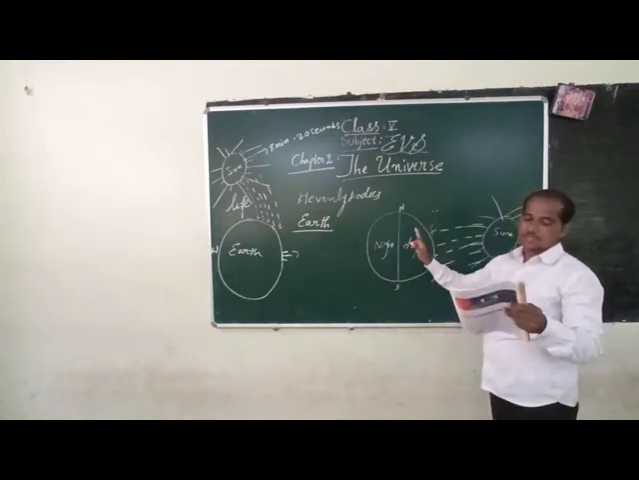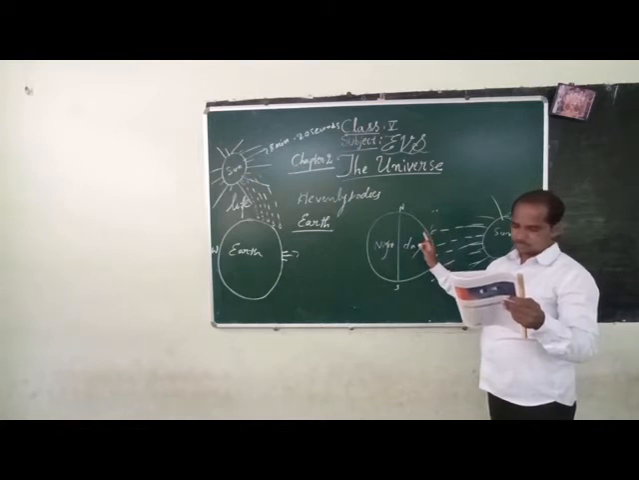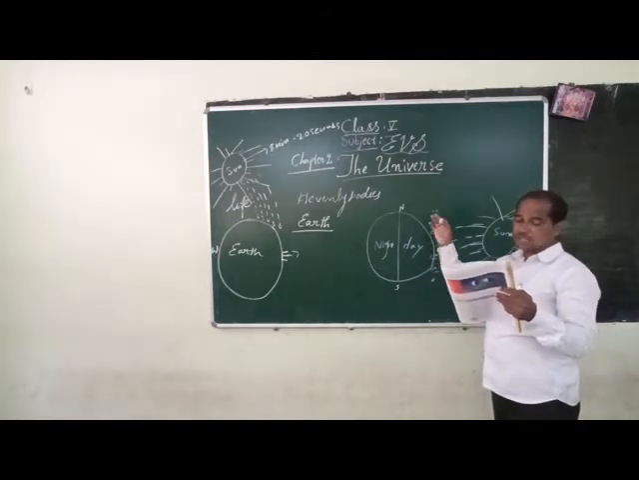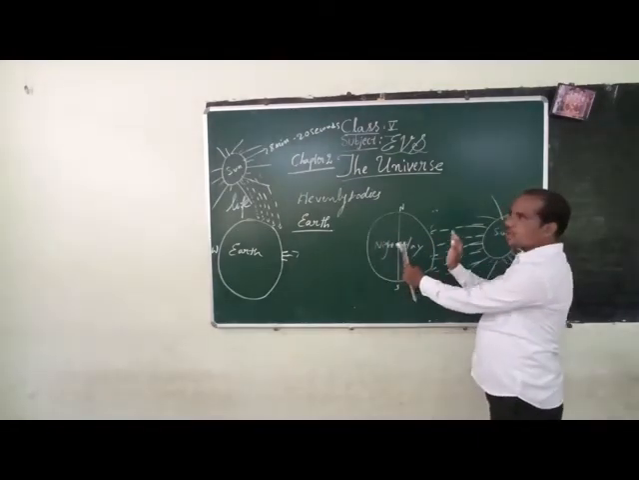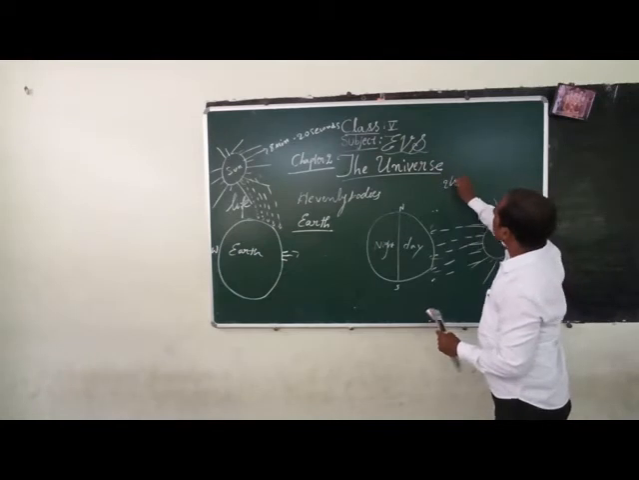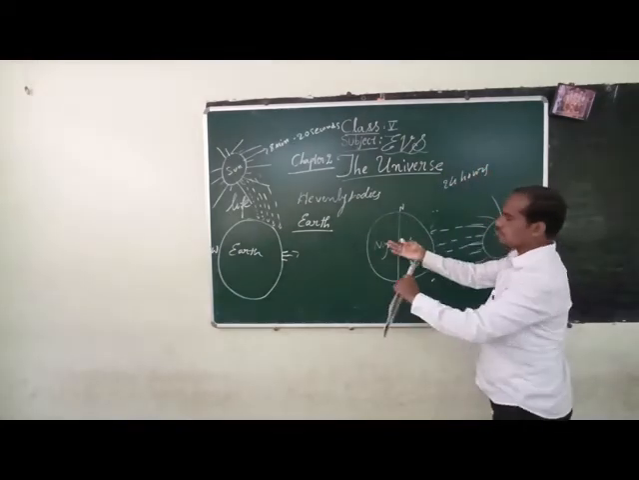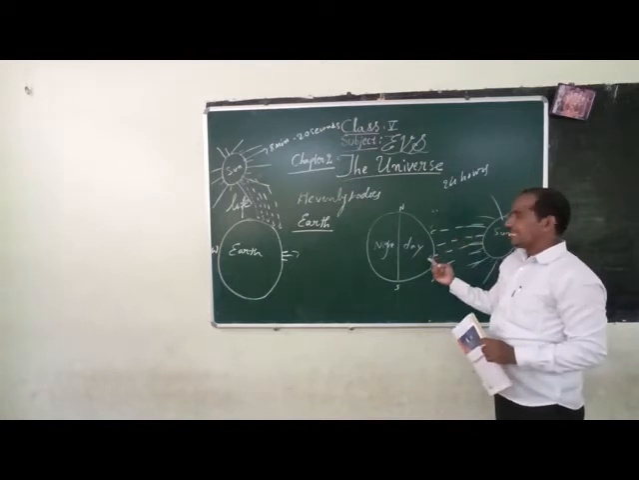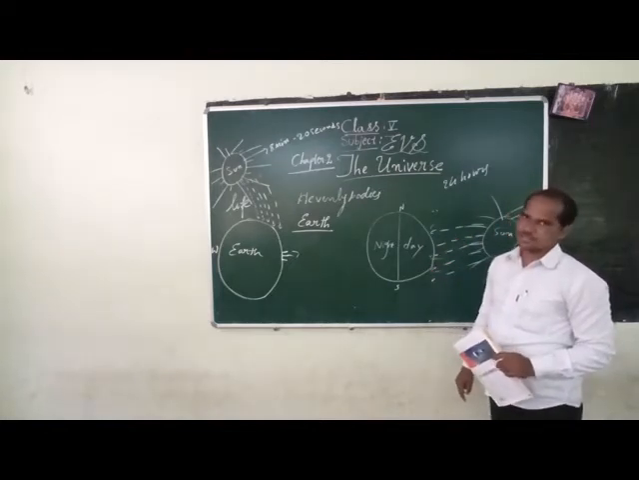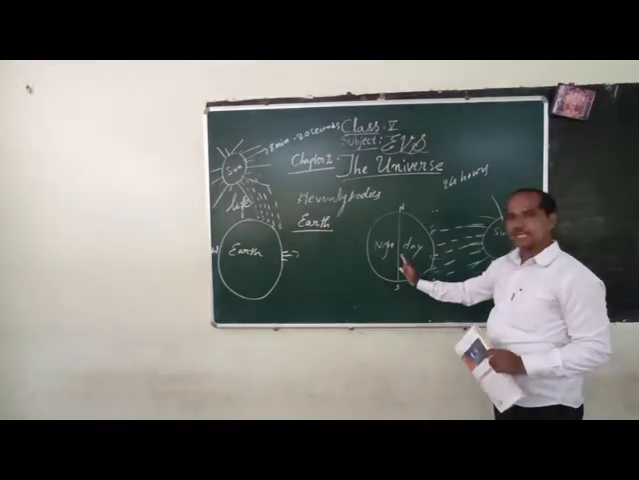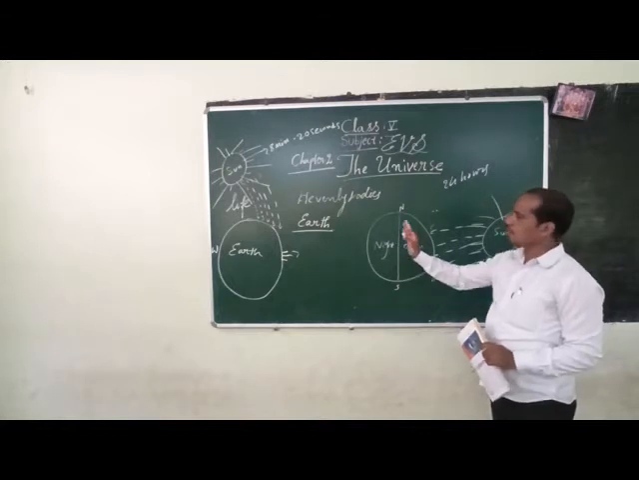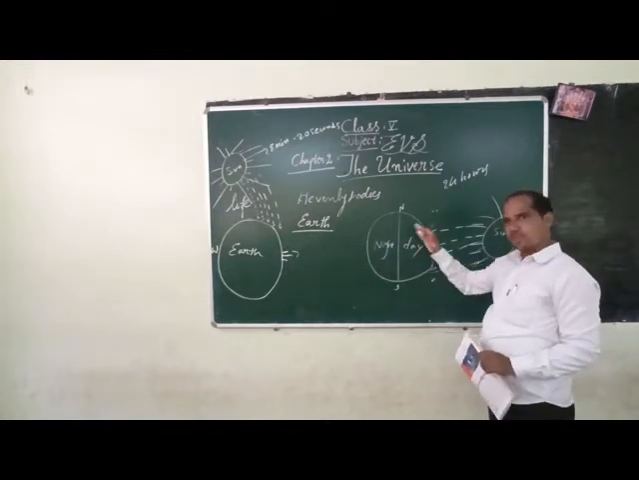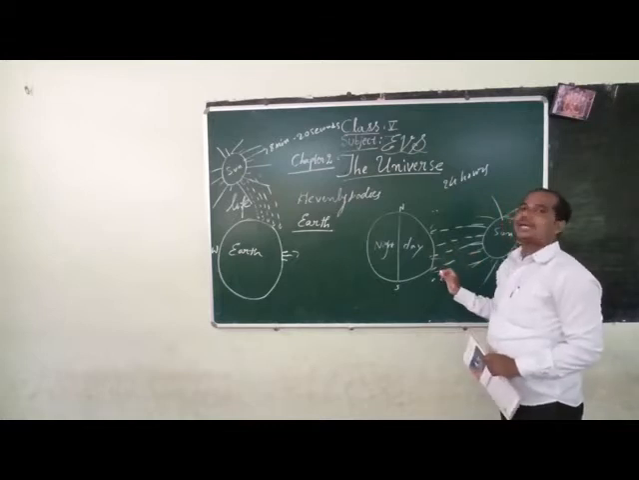Understood? The earth rotates, and it takes 24 hours, from west to east. While this process is going on, day and night are caused. How? One part of the earth receives the sun, and the other part doesn't receive it. The part that doesn't receive light has night. The part that receives light has day. Understood?